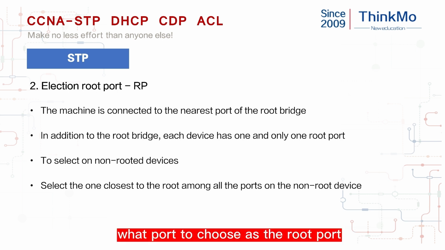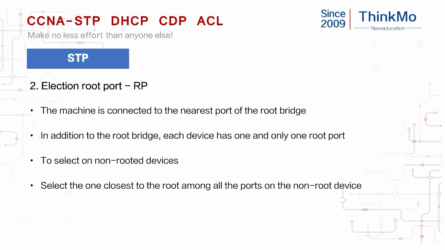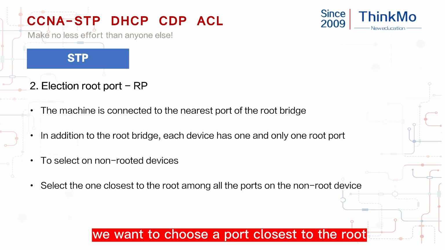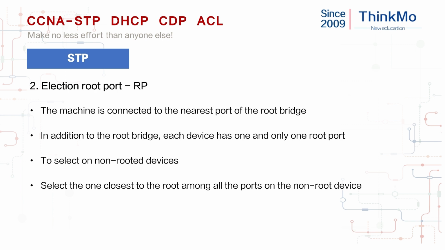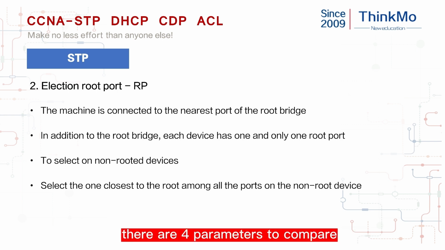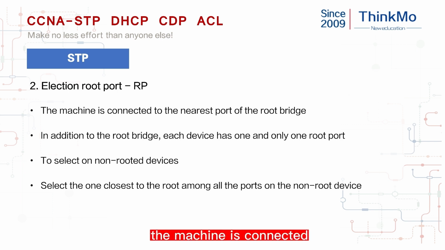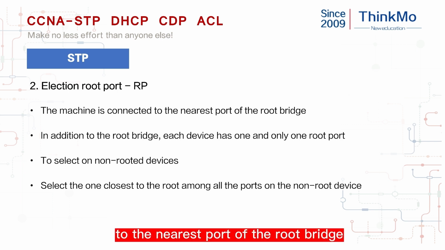What port to choose as the root port? You need a measure. Among all ports on non-root devices, we want to choose the port closest to the root. We also want to compare several parameters. There are 4 parameters to compare. The root port is actually the port on the device connected to the nearest port of the root bridge. There is only one root port on each switch, except for the root bridge. Each device has one and only one root port.